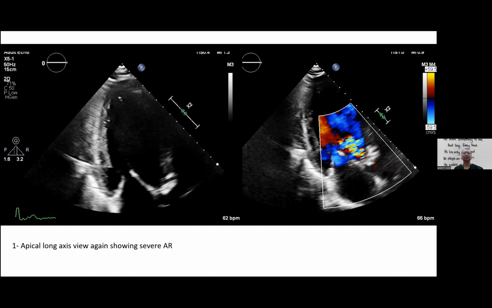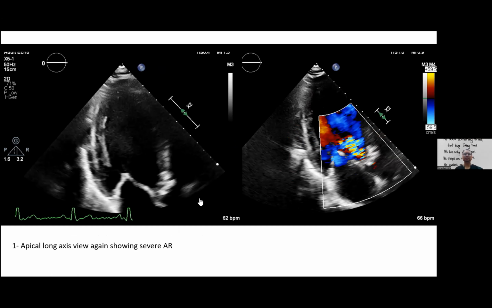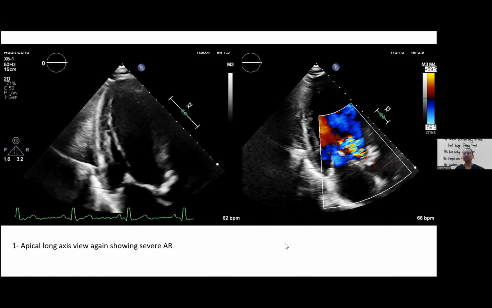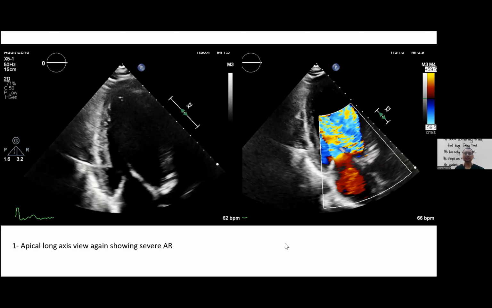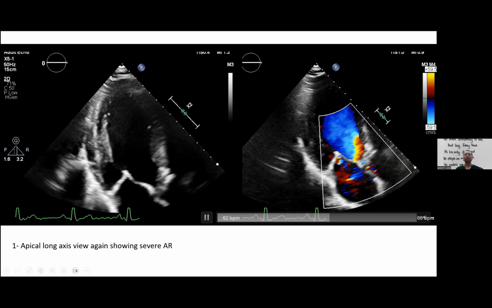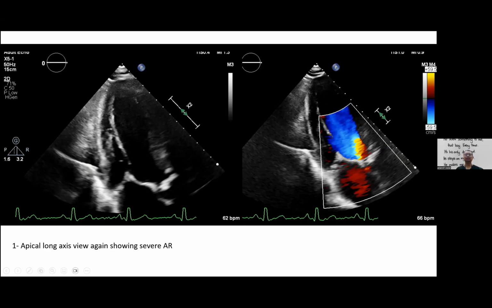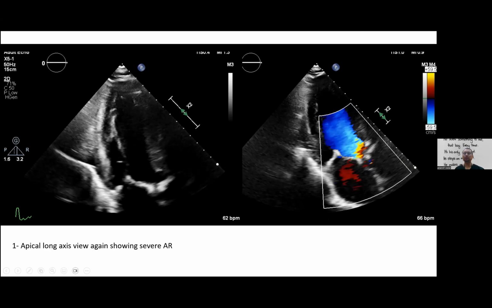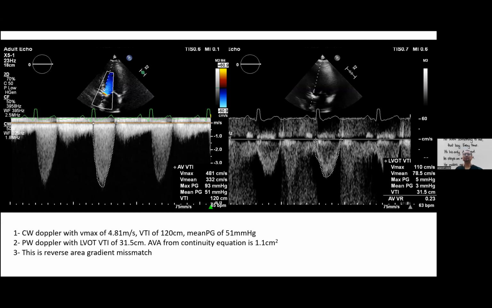So this is an apical long axis view. Again, you can see the significant aortic regurgitation with mild mitral regurgitation. We look at the Doppler here. Again, here we can see that the aortic valve area from the continuity equation is 1.1 centimeter squared, yet the mean gradient is more than 40 millimeter mercury.